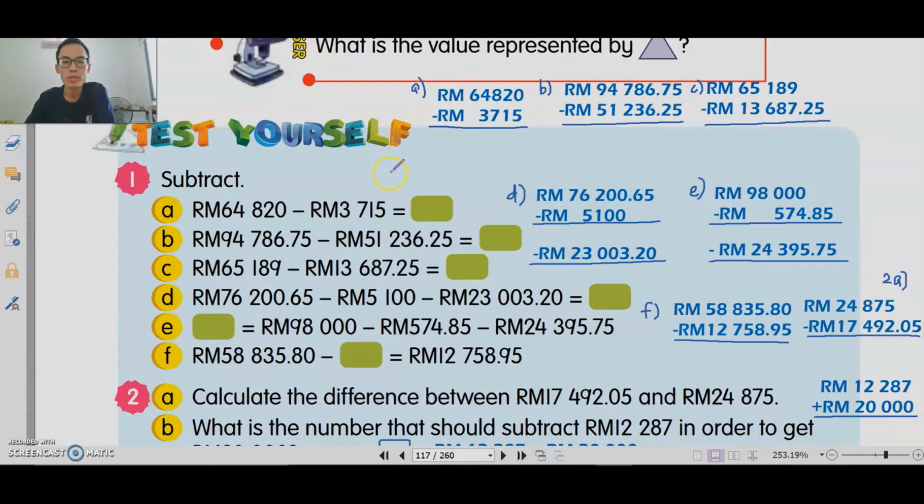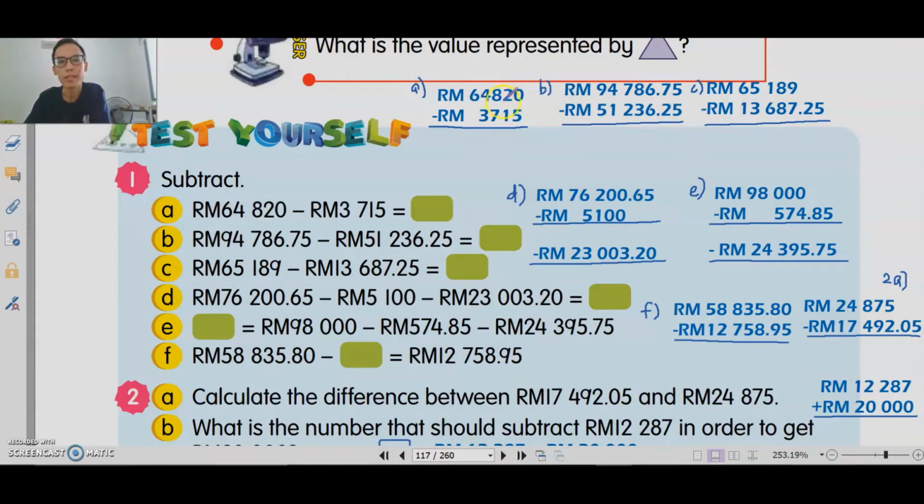Let's get into our lesson today. Okay, let's discuss the homework you did previously on subtraction. Okay, number 1A is over here, 64,820 ringgit.